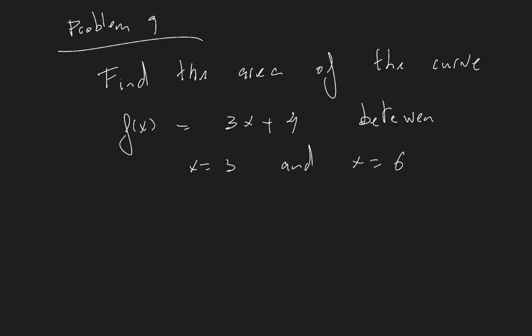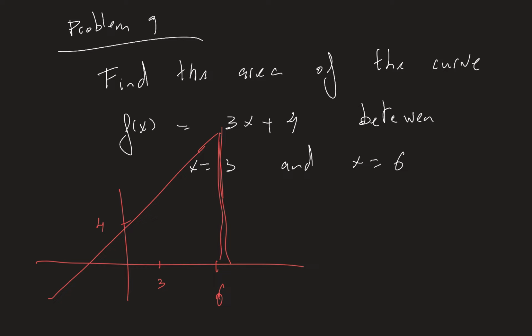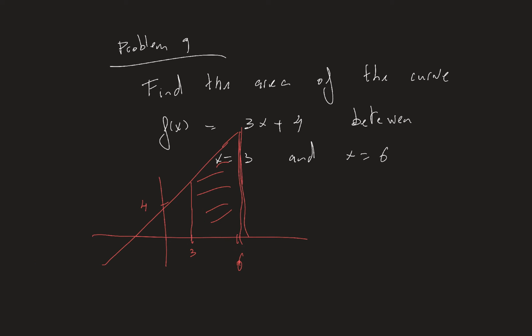The next one says find the area under the curve between x equals 3 and x equals 6. Okay, this is the function f of x. The function is 3x plus 4. So when x equals 0, this is 4. So the function is something like this. And x equals 3 is here, and x equals 6 is here. There is an area, and it says find this area. How will you find this area?